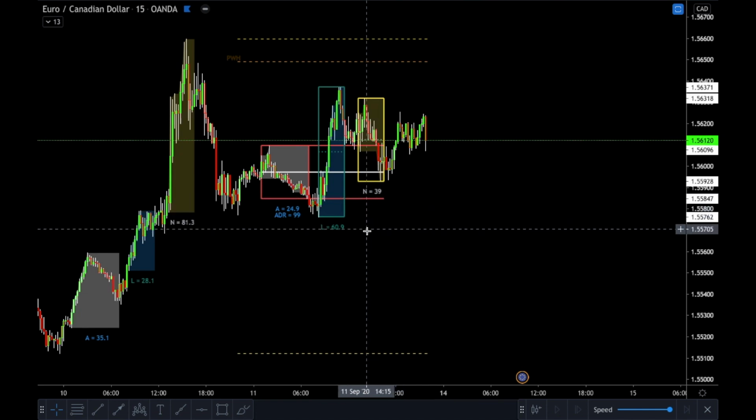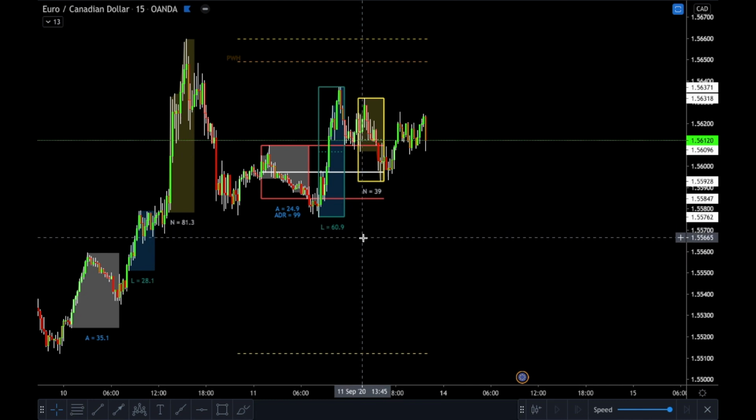I also use Pip Hunter to enter these trades to give me stronger confluences of how I can get into these trades and how it could be better for me.